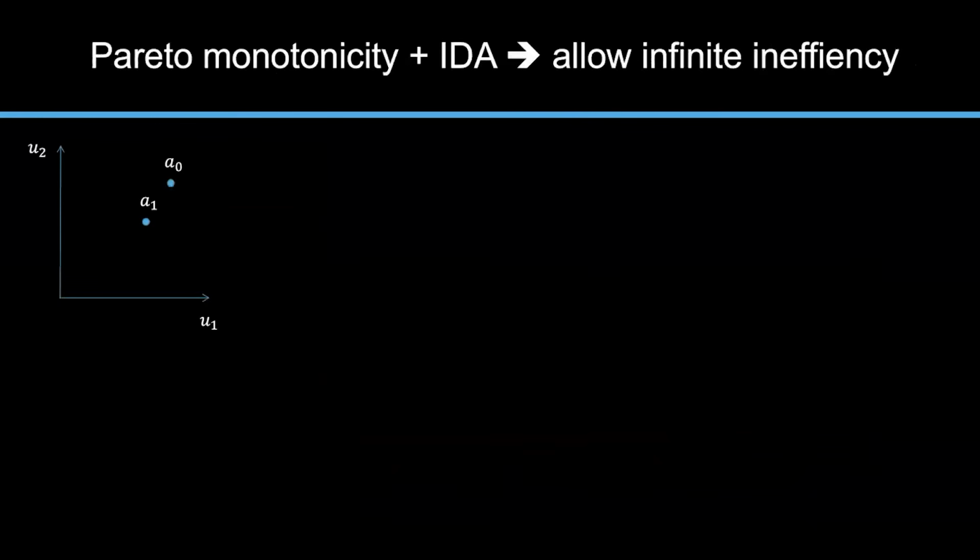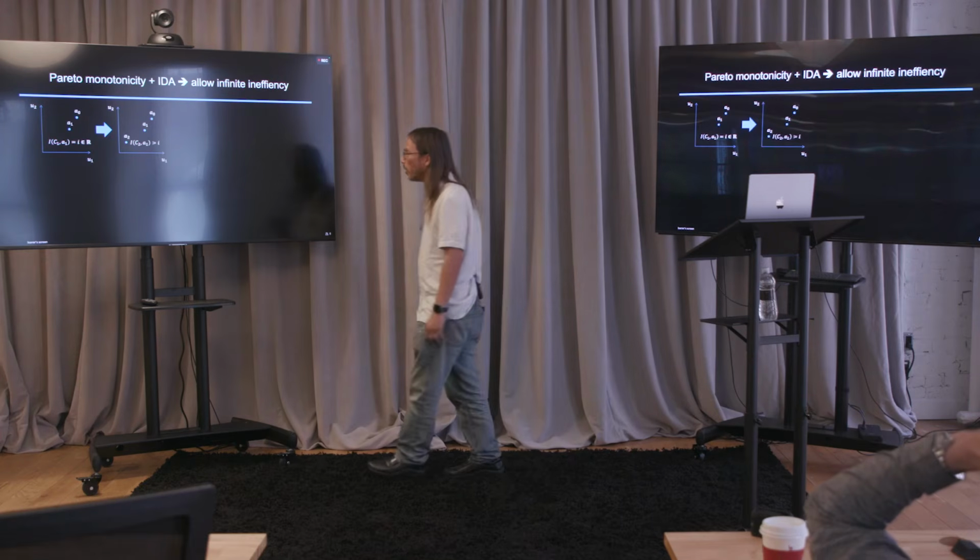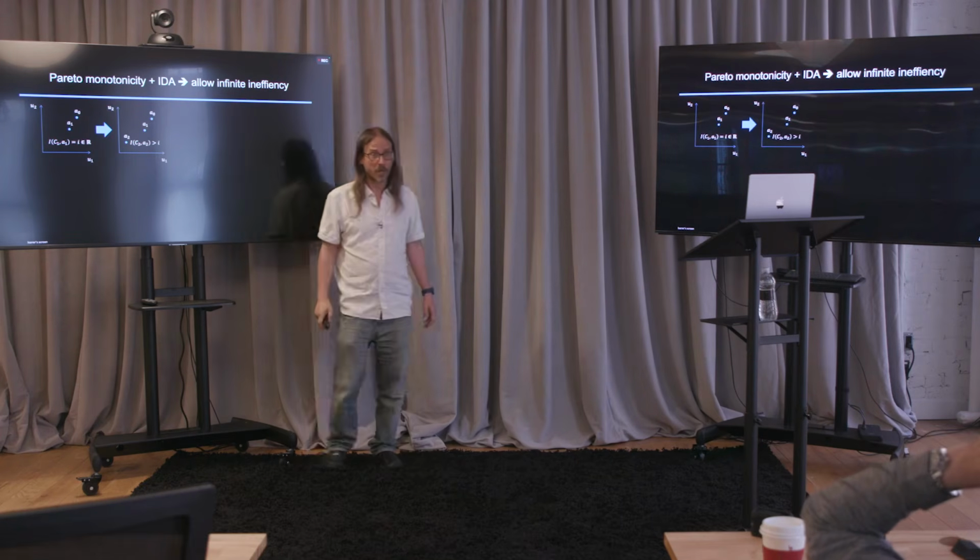Here's the context. It has two alternatives, A0 and A1. I plotted arbitrary utility representations of the preferences here that only say both individuals prefer A0 to A1. Let's assume for contradiction that the inefficiency at A1 is finite. Now let's add some A2. It's the least preferred, in ratios that satisfy the preference over the lotteries. By IDA, the inefficiency of A1 should still be I. The inefficiency of A2, therefore, has to be greater than I. This is by Pareto monotonicity.